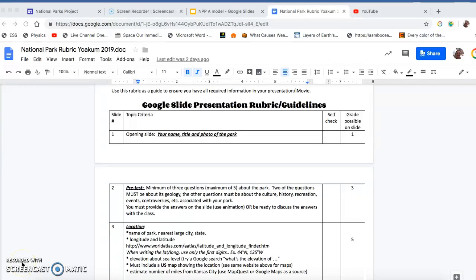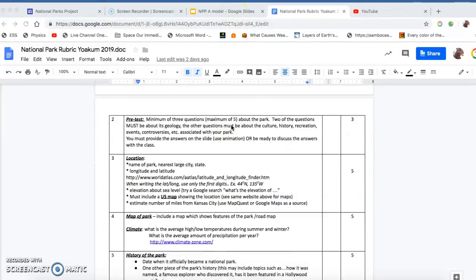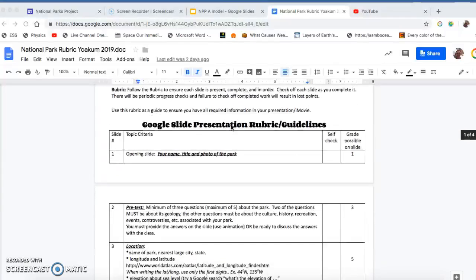Hi there. I just wanted to march you through the guidelines for the National Parks Project and make sure there are no questions. So here's what we're going to do. We're going to compare the rubric to a model from last year, a student who produced some excellent work, and I'll point out some things that they did right and things they could have corrected. So you'll see the rubric is really spelled out slide by slide.